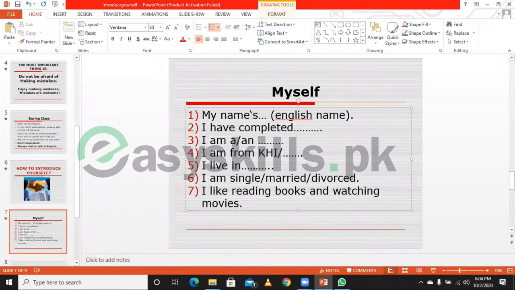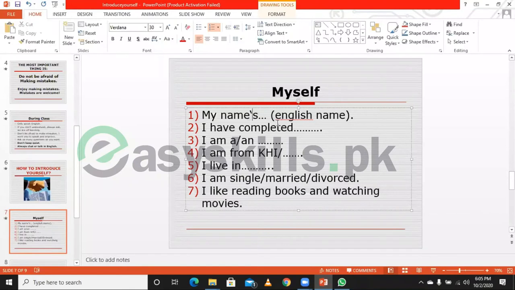My name's. So try to use short form. Short forms are used when we speak. In spoken, we use short form. In written, we use long form. So remember this point. I hope you understood short form and long form. So when you speak, you use short form. My name's.